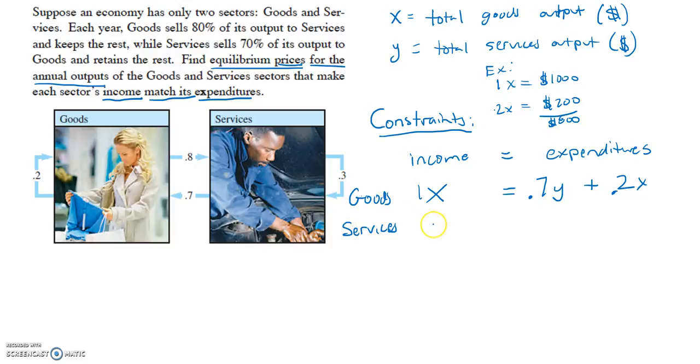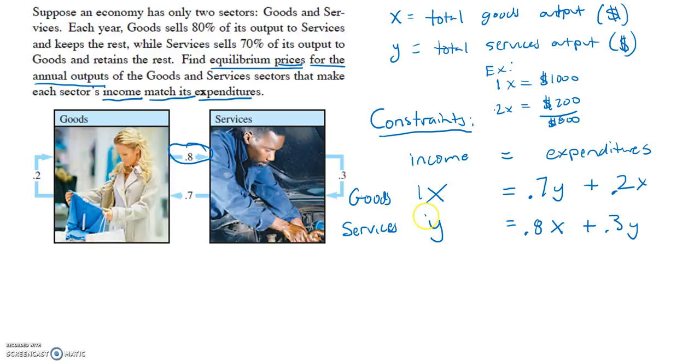Services, same kind of idea. Well, my total potential income is Y dollars of output, but I'm buying some of the goods, so my expenditures are, well, there are X dollars of total goods output, and I am going to purchase 80% of that. And similarly, I am not selling all my services, so I'm keeping some of them, so I'm going to have to soak up that cost. So that's going to be an expenditure to me, and that's going to be 30% of Y.